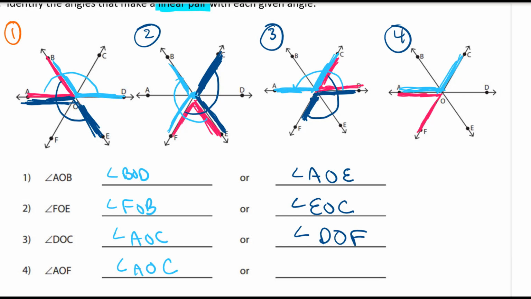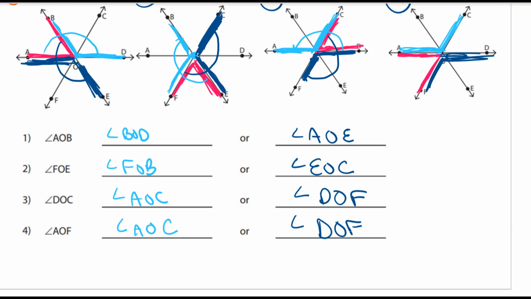And then another one could be my other option. If I look over here, I could also go right there. That would make another 180 degrees, right? With two angles next to each other, that makes them a linear pair, which means that'd be angle DOF again.